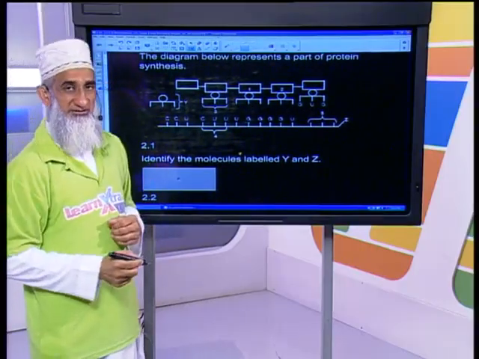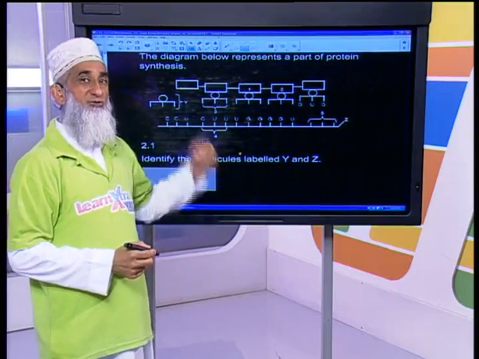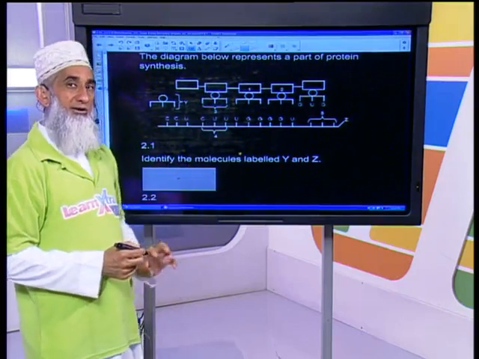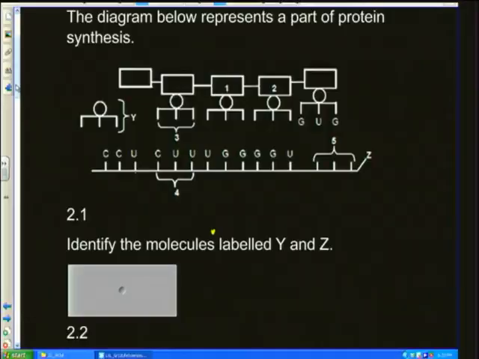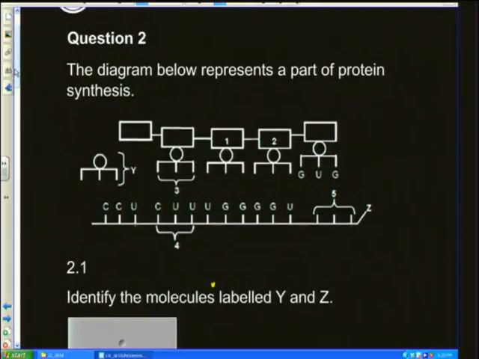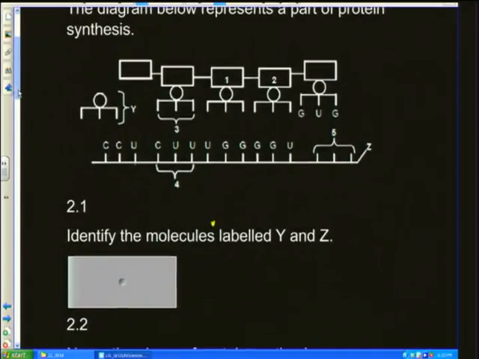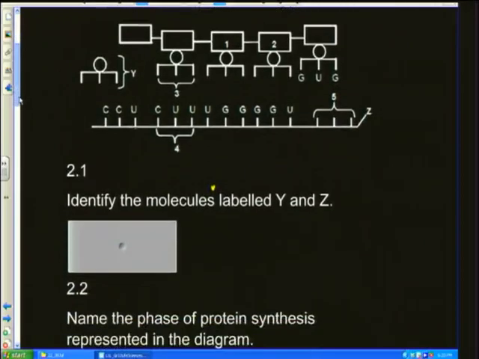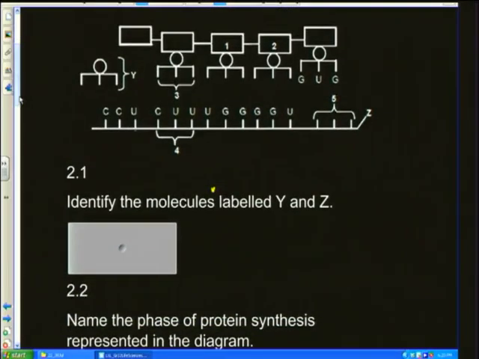Similar concepts being tested. I went through that one a little slower so that you can see how we get to the final answers. This one, we're going to go a bit slower. The diagram below represents a part of protein synthesis. This was from KZN, this question from KZN. The diagram represents a part of protein synthesis. They want to know, identify the molecules labeled Y and Z.